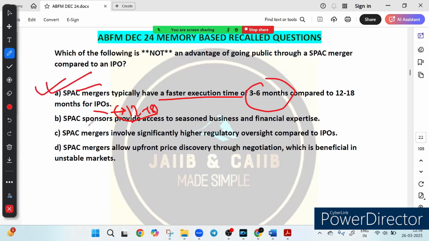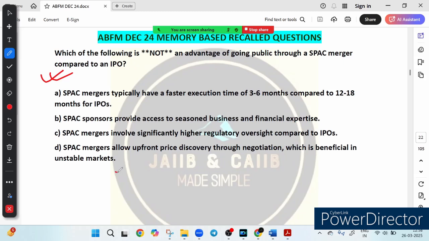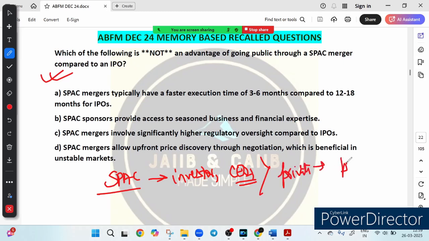Yes, this is correct. Now option B: SPAC sponsors provide access to seasoned business and financial expertise. So what about this? What is the full form of SPAC? SPACs are usually created by experienced investors, CEOs or financial experts. They help private companies navigate the public market, attract investors and avoid mistakes.